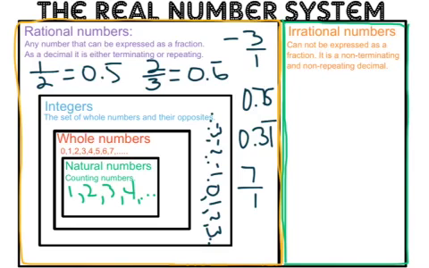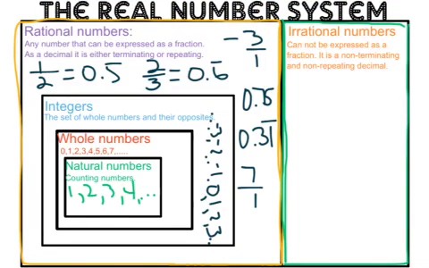So the most famous example of an irrational number is pi. And pi is a non-terminating, non-repeating decimal. It is approximately 3.1415926. It just keeps going on and on. It doesn't terminate. There's no repetition to it. So that is an irrational number.